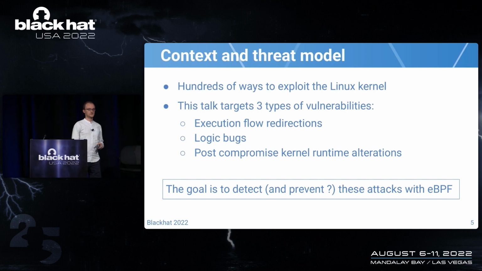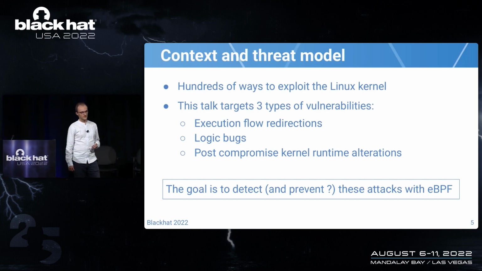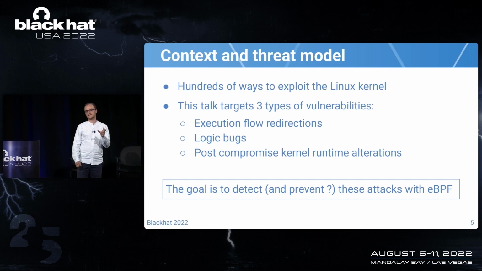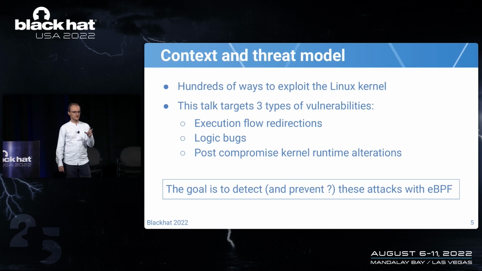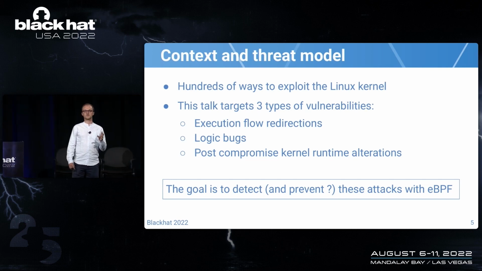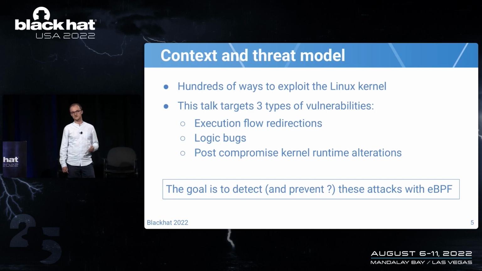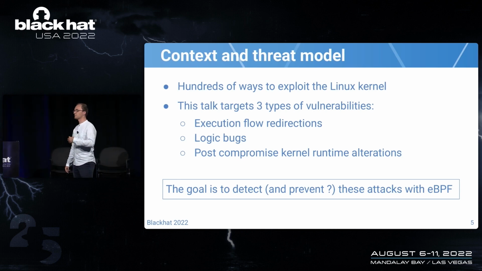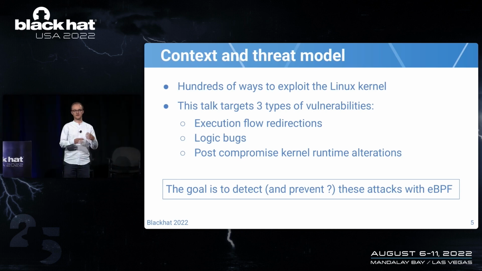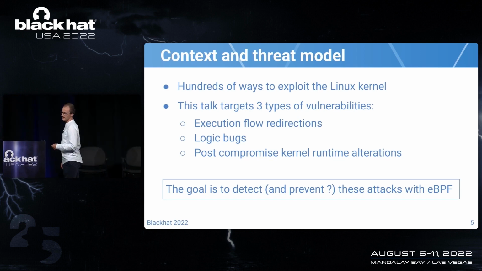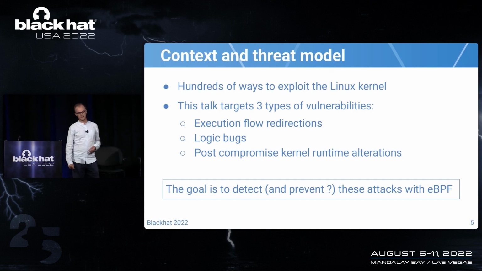There are technically hundreds of ways to exploit the Linux kernel, and this talk targets just 3 types of vulnerabilities. The first one is, let's say that an attacker is able to redirect the execution flow within the kernel. Another one is logic bugs, where an attacker is able to perform something that he's not supposed to do because developers made a mistake somewhere, and the proper access control could not be called, and the operation was actually allowed by the kernel even though it shouldn't have been. And the last one is post-compromise kernel runtime alterations.